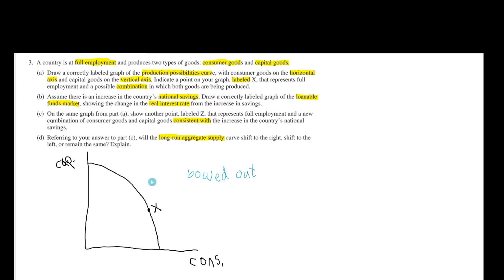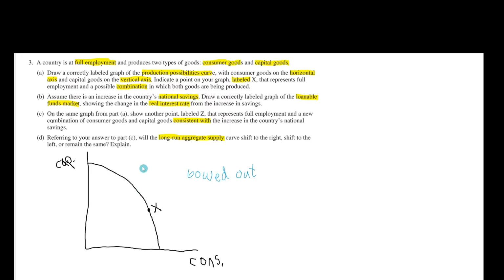Now, the next part of the question asks us to think about a different graph, but we're going to come back to this graph here. So that's why I put my X a little bit further towards the consumer goods on the x-axis than the capital goods. We'll see that in a second.